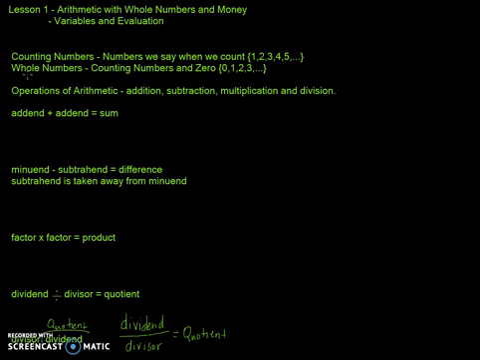Now, a lot of times you're going to see whole numbers. Whole numbers are counting numbers and zero. So the only difference between whole numbers and counting numbers is zero in the whole numbers. That's the only difference, so know those two things. Now, what we're going to spend a lot of time on today is operations of arithmetic. All you need to know is arithmetic is addition, subtraction, multiplication, and division. Our standard operations.